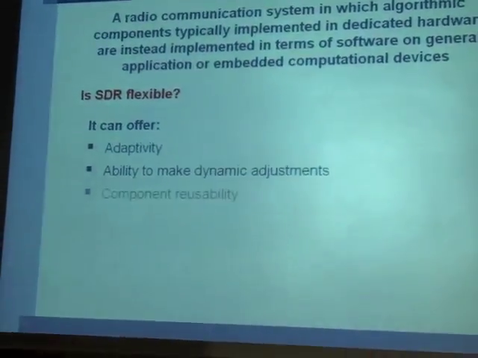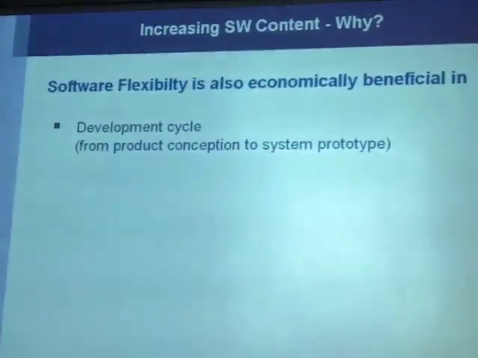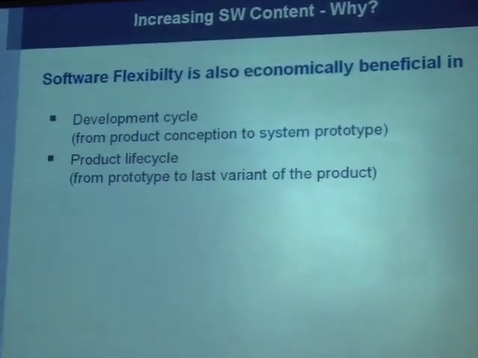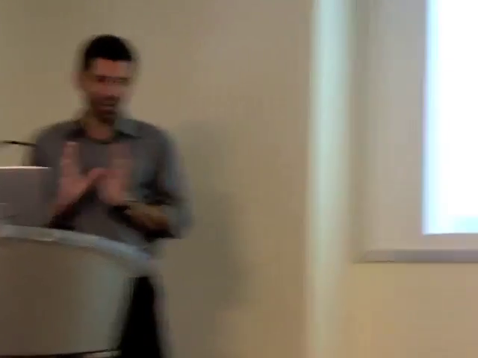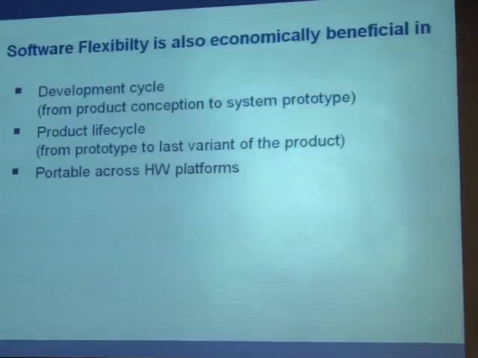Ability to make dynamic adjustments, composite usability, scalability. So it is adaptable. What more? It's economically beneficial because it reduces the development cycle. It increases product life cycle. So you have your hardware, and you can just update the software, right? It's portable across hardware platforms. So you have your hardware, your PC, your smart device, everything, and you just need to change the software, right? And if it is open software, it's even sometimes cheaper.